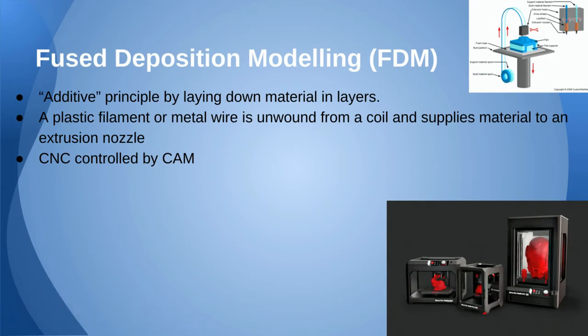Fused deposition modeling. This is what you guys are most familiar with. The MakerBots, the Cindos that we have at school, those are fused deposition modelers. These are additive manufacturing because you're starting with nothing and you are putting down layers of material. A plastic filament or metal wire is unwound from a coil and supplies material to an extrusion nozzle. It's controlled through CNC, which is computer numerical control, controlled by CAM, which is computer aided manufacturing.